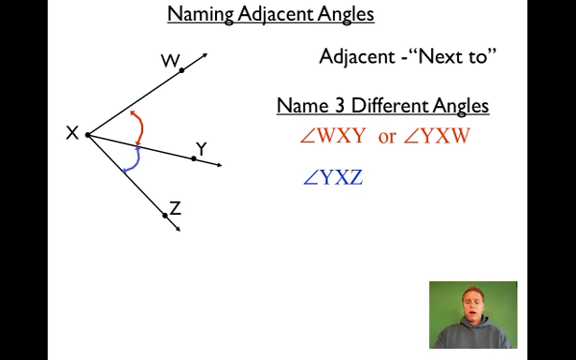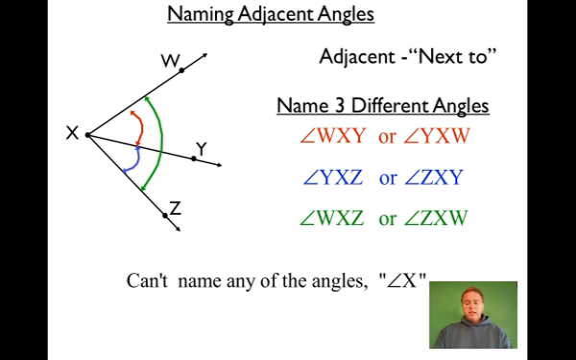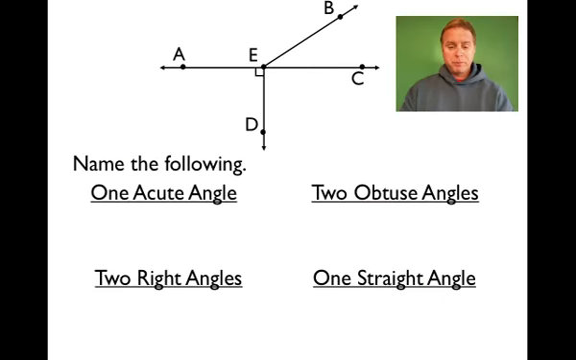We have here YXZ, or we could call it ZXY. Then we have this big angle, which we could call either YXZ or ZXW. Again, vertex always has to be in the center, so you'll notice that in all six of these, the X is in the middle. You can't name any of these angles just angle X, because then how do you know which angle you're talking about? So if there's more than one possible answer, then you pretty much have to do all three points.